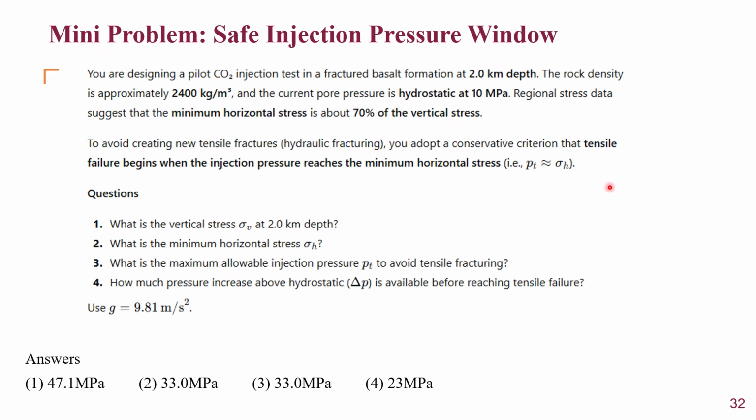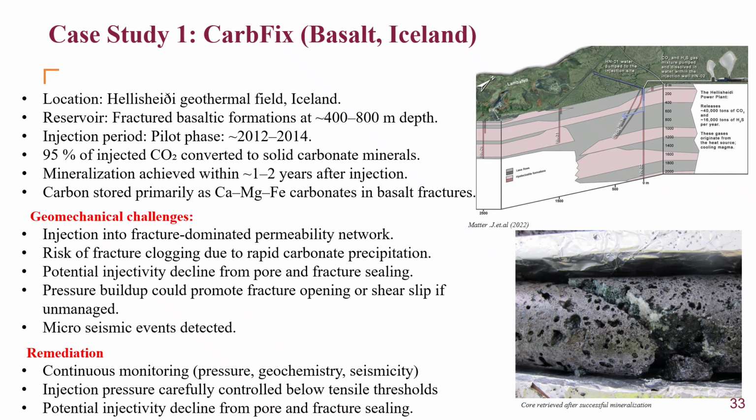Now, the first question is, what is the vertical stress at 2 kilometers depth? What is the minimum horizontal stress? What is the maximum allowable injection pressure to avoid tensile fracture? And how much pressure increase above the hydrostatic pressure is available before reaching the tensile failure? Now, this is a very simple example, and using the equations that we've learned in the previous slides, you'll be able to solve them. The answers are here for you to refer. That simple exercise will conclude by looking at two case studies.